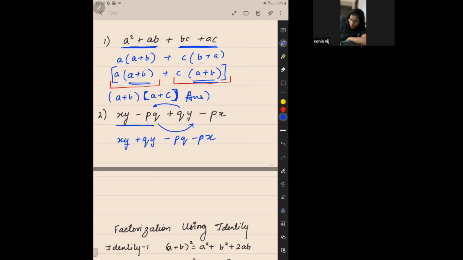Now we can see a common y here. We take out y, x plus q. We can see a common minus p. So p(q plus x). Now we can see x plus q and q plus x are the same by commutative property. We can take it out, x plus q, and inside what remains? y minus p. So this becomes the answer for the second question.